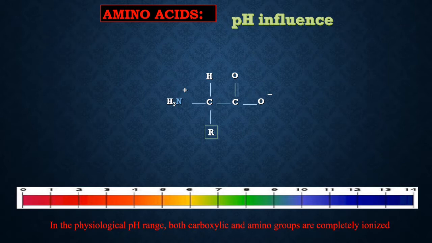However, changes set in when the amino acid is subjected either to a very strong acidic environment or a very strong alkaline environment. Now, let us observe what will happen to the amino acid if we place it under a strong acidic environment, at a pH of 1.